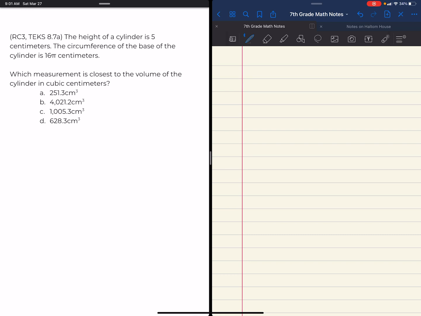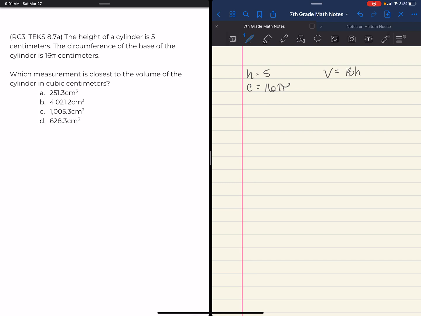All right, the height of a cylinder is 5 centimeters. The circumference of the base is 16 pi. Which measurement is closest to the volume of the cylinder? So I'm looking for volume, which is going to be base times height, in cubic centimeters.